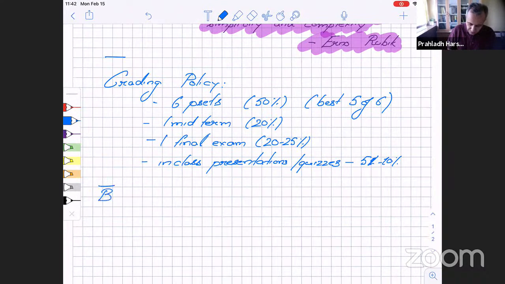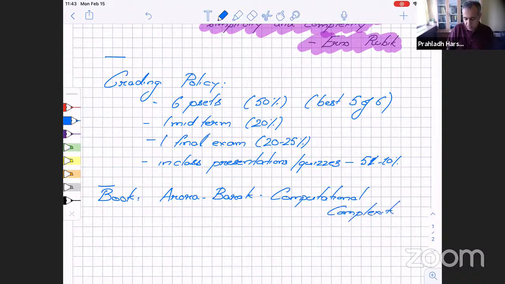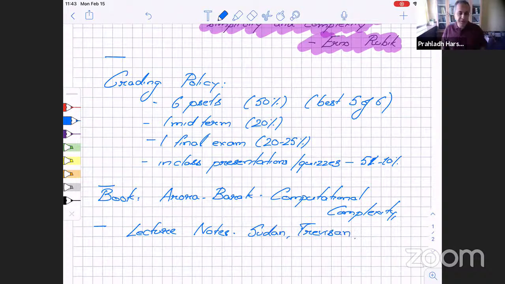Our primary book will be the book by Arora and Barak, Computational Complexity. If you have a copy of the book, it's great, but it's not necessary. If you don't have a copy, let me know, and I'll see if I can get you an electronic copy. In addition, we will be using several lecture notes, by say Madhusudan and Trevisan. I'll post them on the course web page, and you can find the link from my homepage. We'll also constantly be posting all the relevant links on Academy.